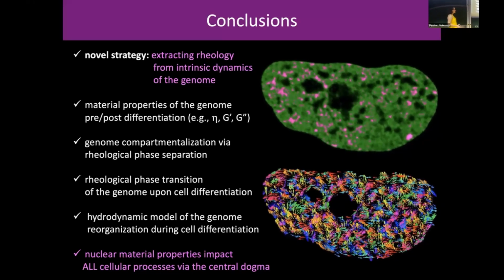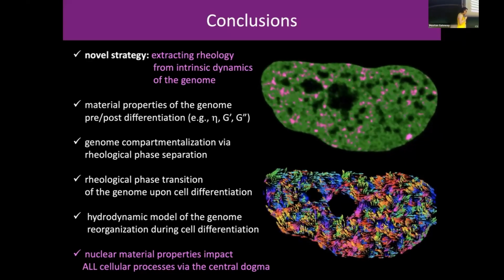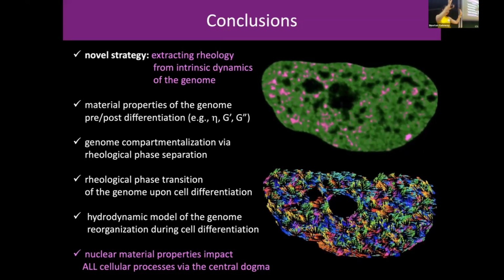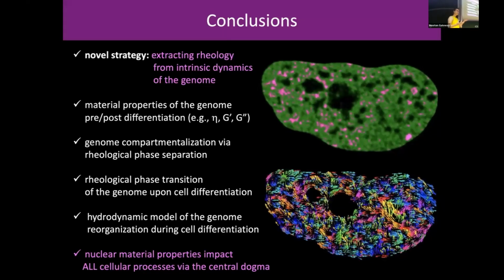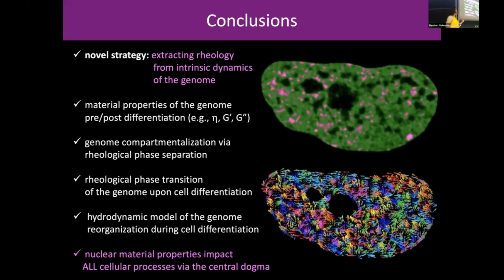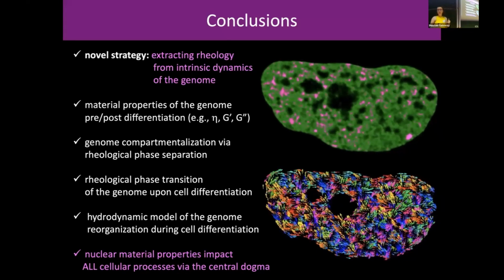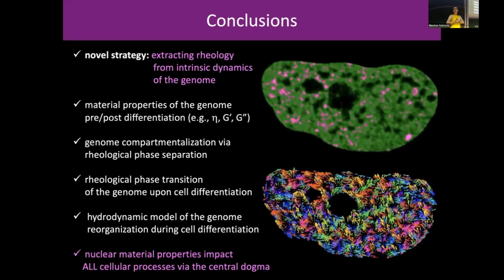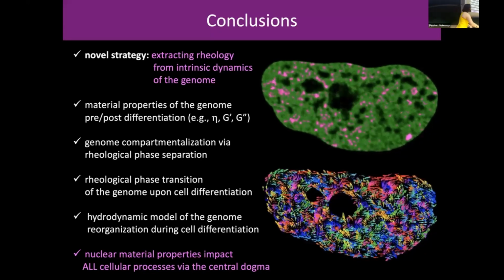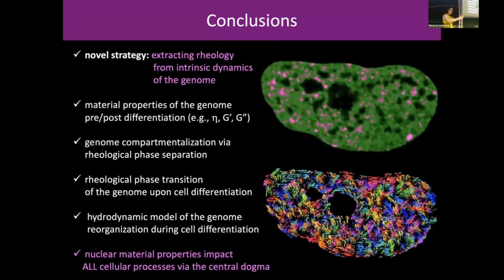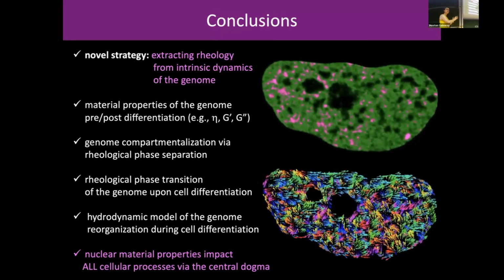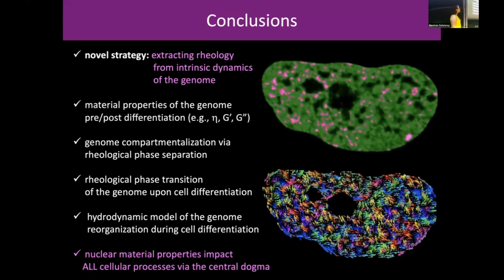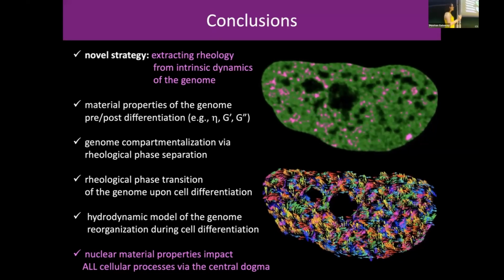highly dense gel phase. And why do we care about all of these things? Why are we so excited to understand the material properties and the rheology, spatially resolved, in live cells? Well, this is extremely important because the nuclear material properties effectively impact all cellular processes via the central dogma, right? It dictates the time scales, how fast things can happen in the nucleus, that will affect everything later downstream for all the other cellular processes.